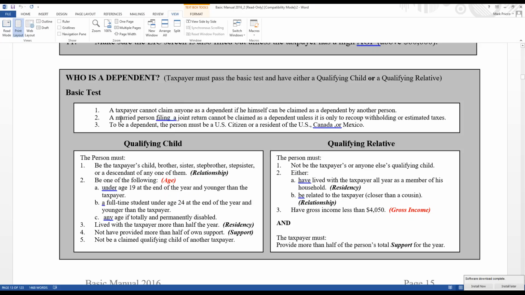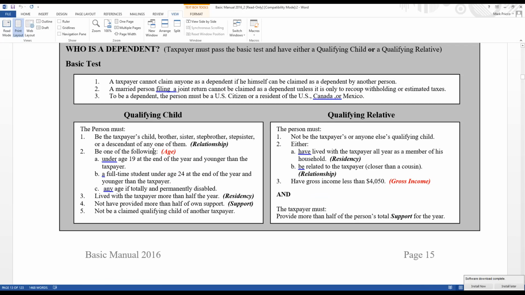So I'm not even going to cover 1, 2, and 3 because, for the type of returns you guys are going to be doing, it's pretty much a given. You won't be seeing any of these types of returns. So 1, 2, and 3 are going to be yes. So now we have qualifying child, qualifying relative. And what does that mean?